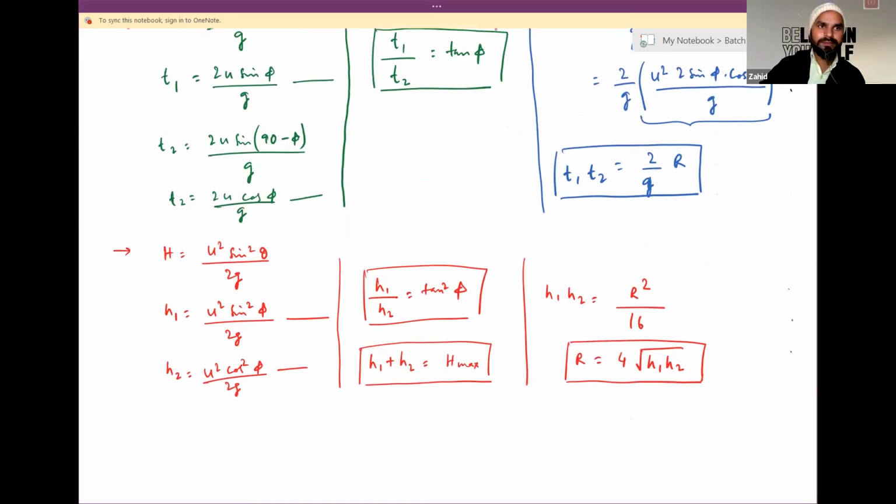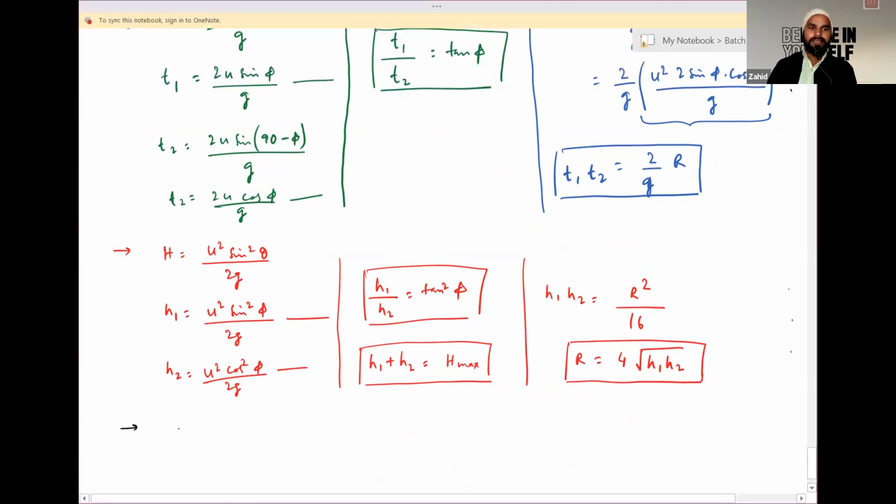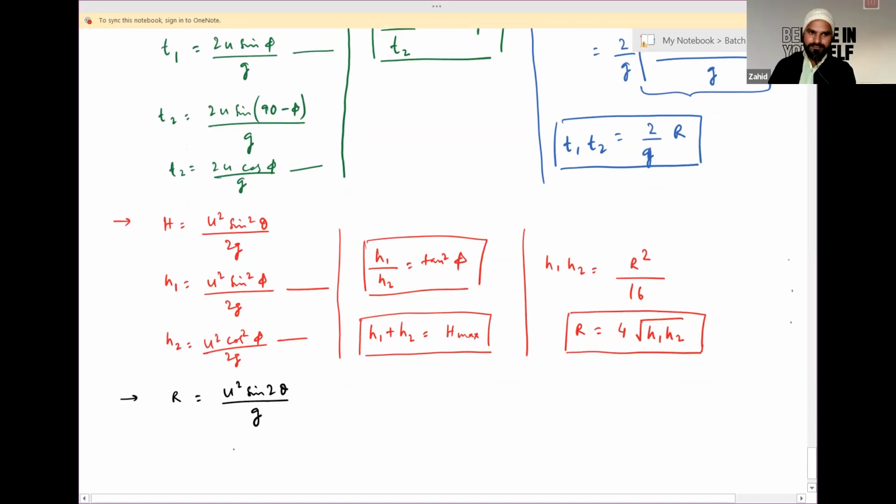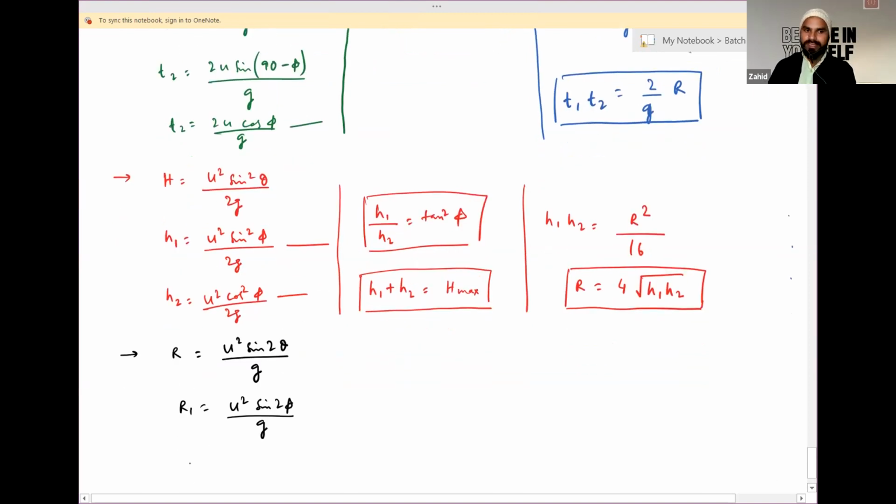I'm defining one more relation depending upon range. Range equals u square sine of 2 theta divided by gravity. If you put theta to be phi, R1 will be u square sine of 2 phi divided by gravity. Next, if you put theta to be 90 minus phi, you'll again get the same value, sine 2 phi divided by g. So on taking the ratio of these two terms, it will be just 1. Or we can say the ranges for complementary angles are equal to each other.